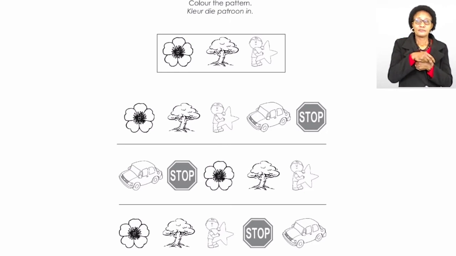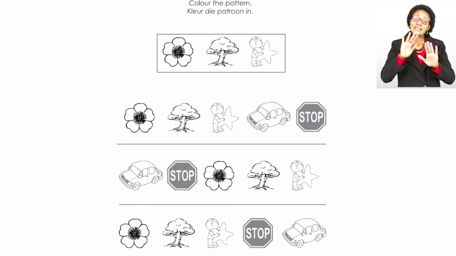Your job, my dear children, is to make sure that you put the pattern by coloring the pattern when it comes. For example, let's do the first one. We can see that there is flower, tree, boy with a star, car, stop. Now, in our first pattern, the one in the box, there was no car and there was no stop. So that means we color the first three pictures. We have flower, tree, boy with a star.